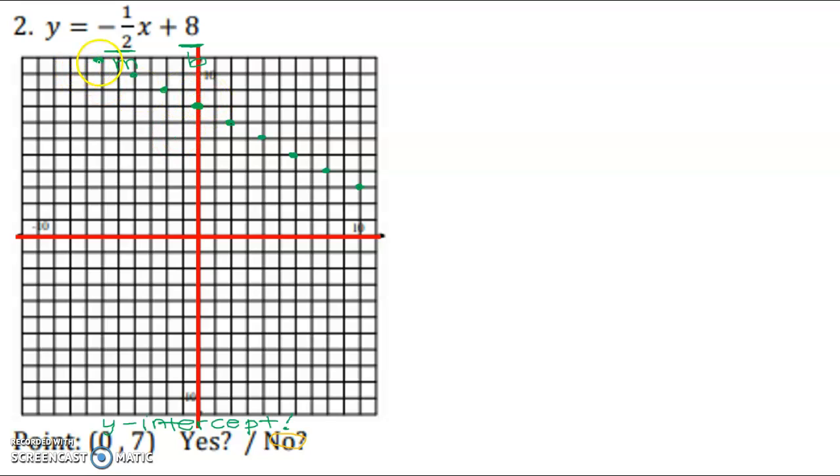And then we would want to connect these with as straight of a line as possible. Again, if you're doing this on paper, hopefully you have a straight edge. And so let's find the point (0, 7). Count 1, 2, 3, 4, 5, 6, 7. Well, that's the point right here. We can see that our line does not touch.